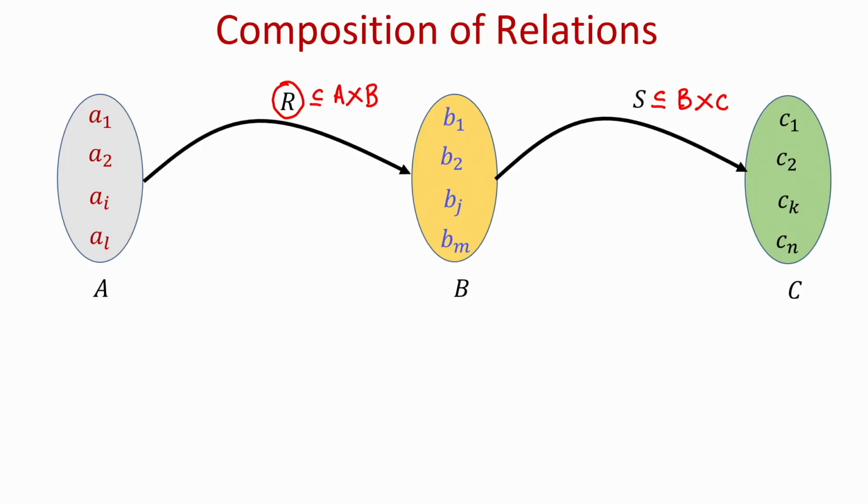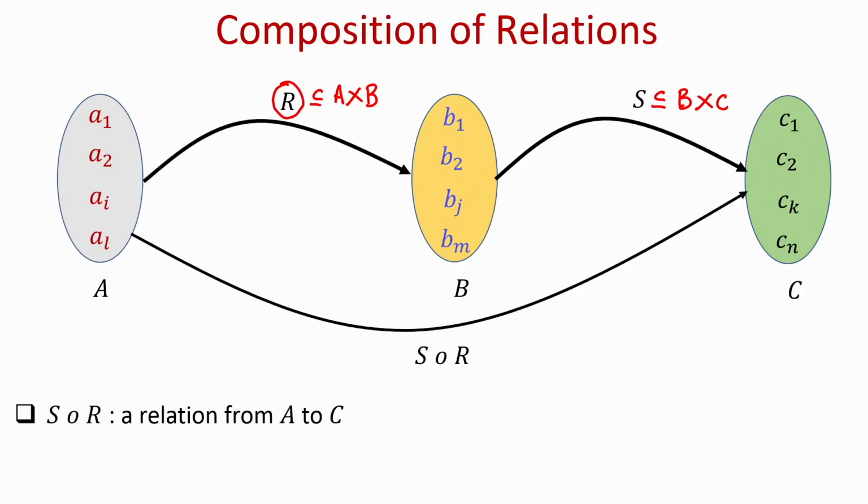And I am naming the elements of set A as A1 to AL. Similarly, the elements of B are named B sub 1 to B sub m, and the elements of C are named C sub 1 to C sub n.